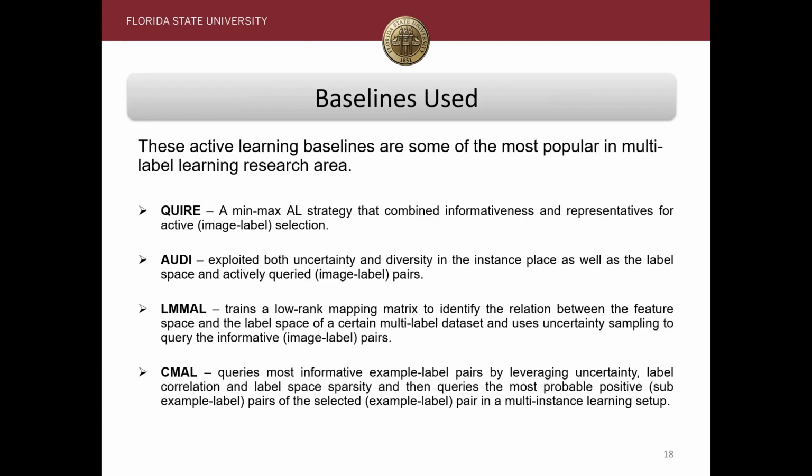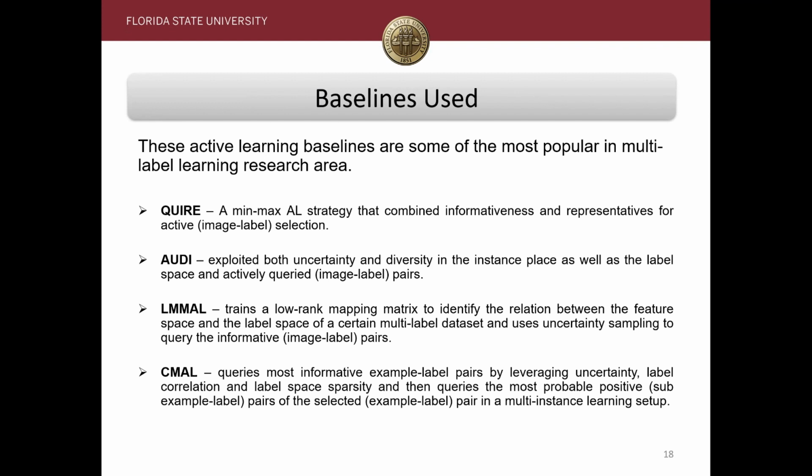Here are some of the baselines used: QUIRE, OD, LML, and CMAL. QUIRE is basically a min-max strategy that combines informativeness and representativeness for active selection. OD exploits both uncertainty and diversity in the instance space, as well as the label space and active query space. LML trains a low-rank mapping matrix to identify the relation between the feature space and the label space of a certain multi-label dataset, and uses uncertainty sampling to query the informative pairs.